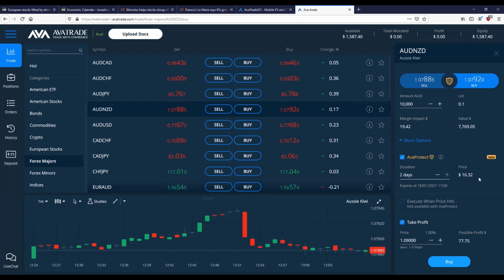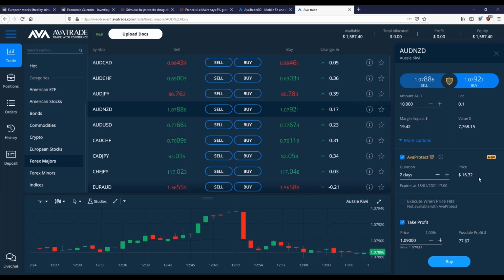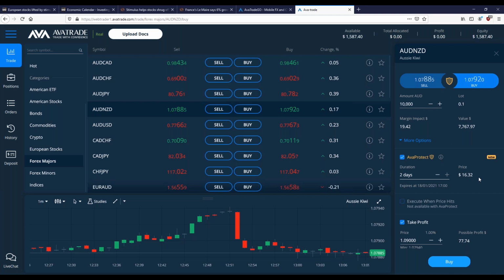If I think the Australian should go flying up, maybe because China had good fundamental news, which we'll look at in a little bit. So the Australian dollar, if you understand the connection between Australia and China, Australia is a big exporter to China for different commodities. And so as China's economy is doing good, that tends to make the Australian dollar strengthen. So if you saw last night's numbers come late yesterday out of China and they were really good, maybe you say, okay, I'll buy on the Australian dollar for 2 days. My risk is only $16. My potential profit is 77 plus to my take profit mark.